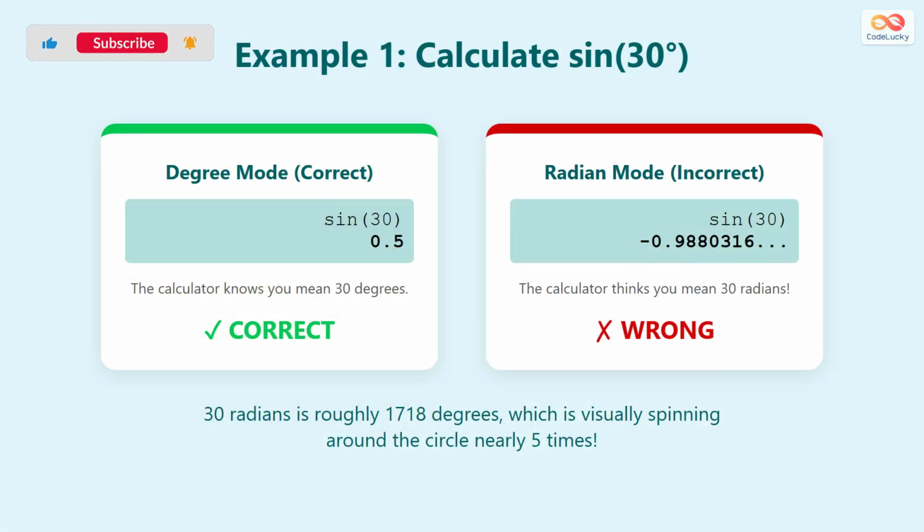Let us look at a concrete example. Suppose you need to calculate the sine of 30 degrees. You enter sine 30. If your calculator is in degree mode, you get 0.5. This is correct. However, if your calculator is accidentally in radian mode, it interprets your input as 30 radians. The result is negative 0.98. This is a massive difference that would ruin any subsequent calculations.